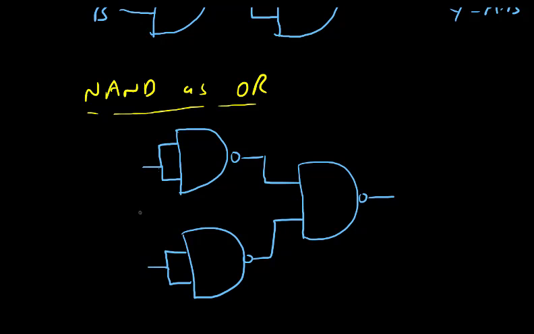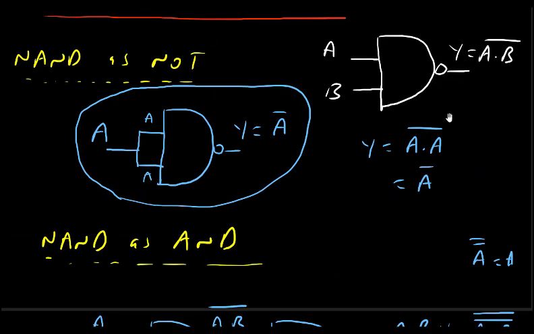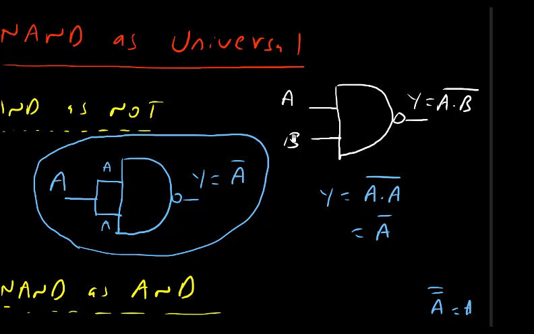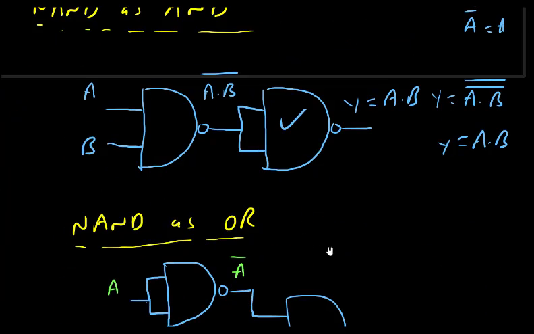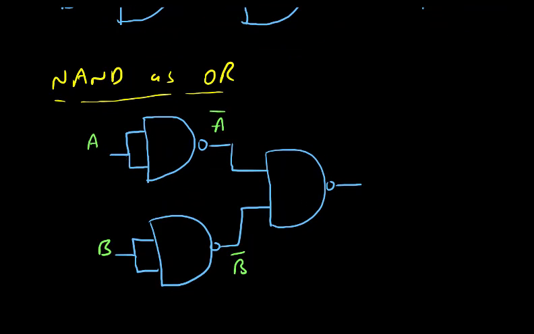Now let us do the analysis of this. Suppose this is A and this is B. We know a NAND gate whose inputs are shorted works as a NOT gate, so this becomes A bar and this becomes B bar. Because the last is a NAND gate, if the inputs are A, B, the output is A and B the whole bar, but here the inputs are A bar and B bar. So Y is A bar B bar the whole bar.